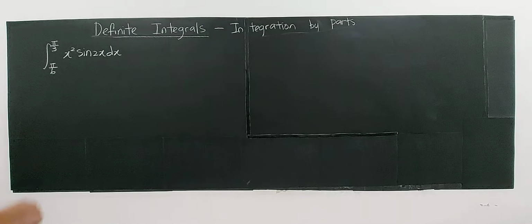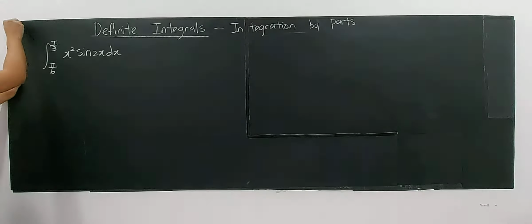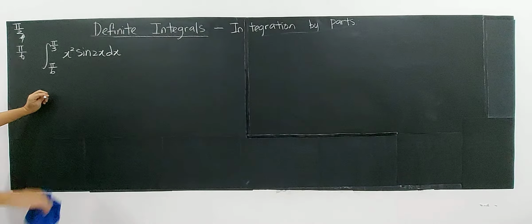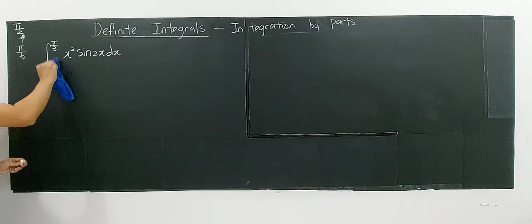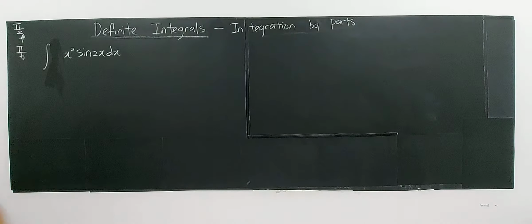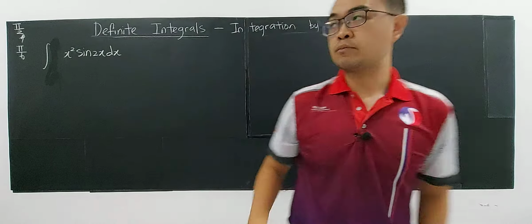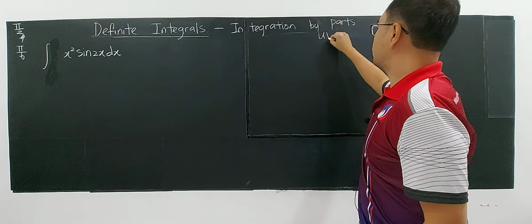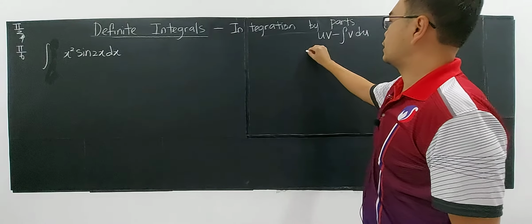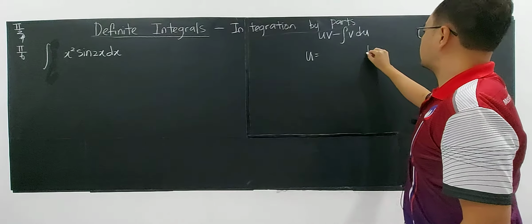I know that it is a limit from pi over 6 to pi over 3, but I assume that there are no limits. I do this in an indefinite way. So I will apply integration by parts: uv minus integrate v du.